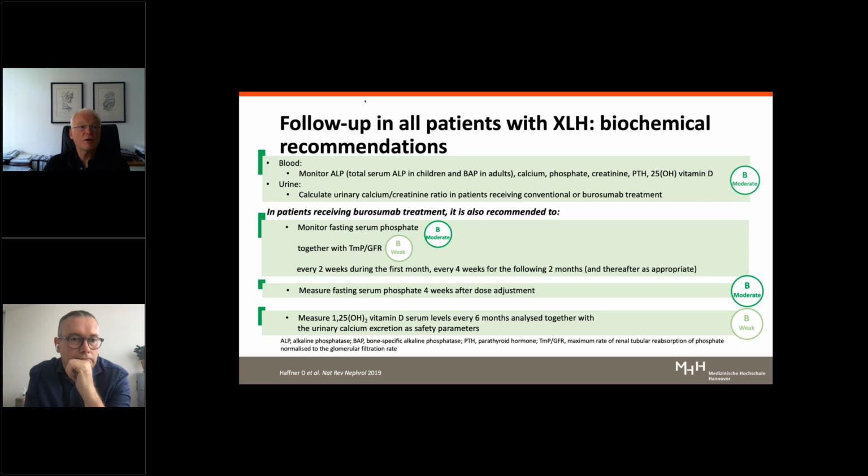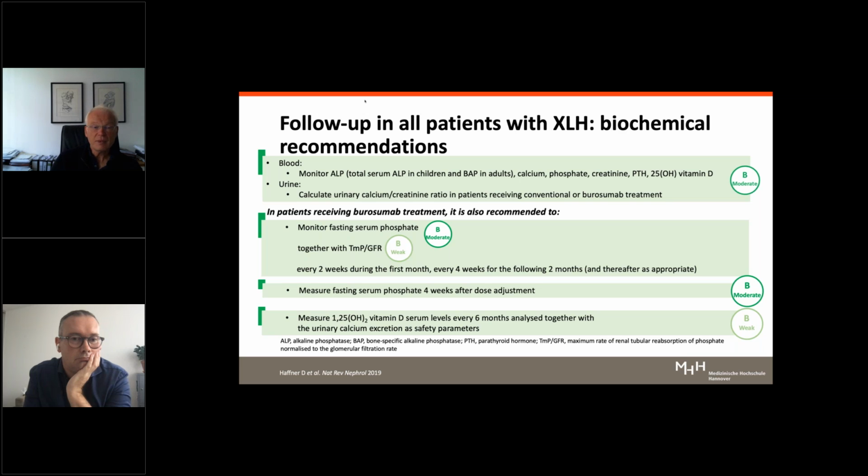So how to monitor? Monitoring is just easy. You just need alkaline phosphatase. In adults, you go for bone-specific alkaline phosphatase. You have to check calcium, phosphate, creatinine, PTH, and 1,25 levels. And you always should calculate the urinary calcium-creatinine ratio to rule out hypercalciuria, which is especially a problem during conventional treatment.